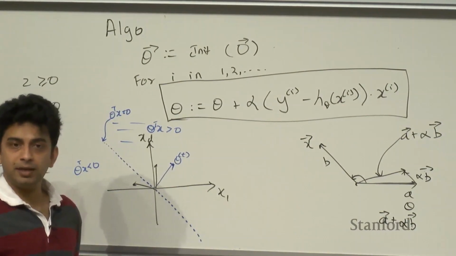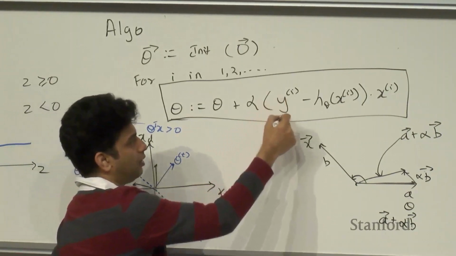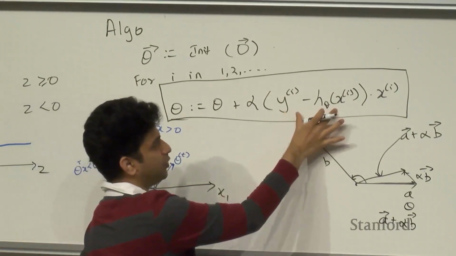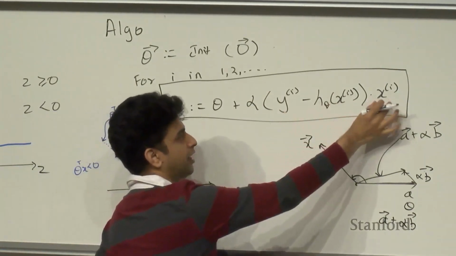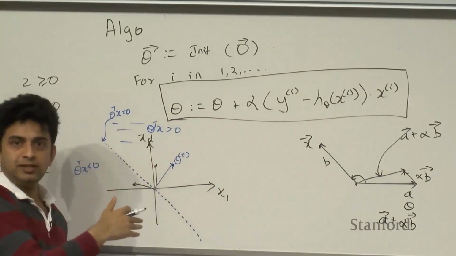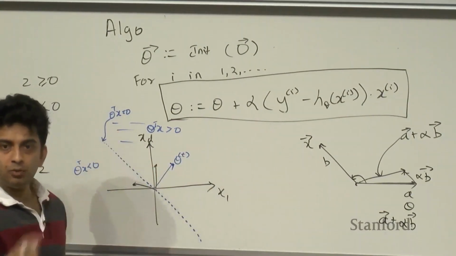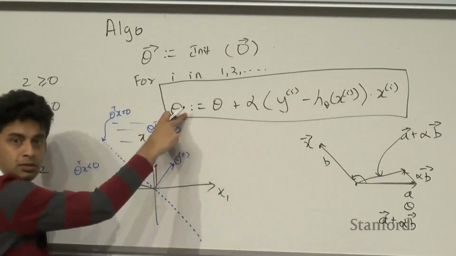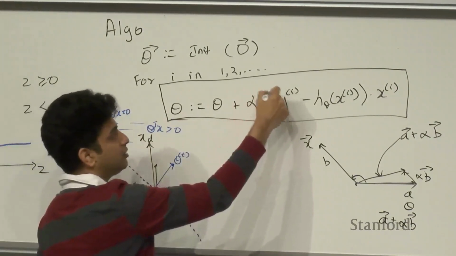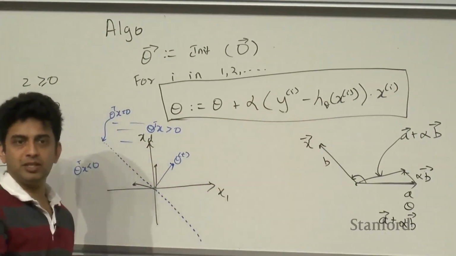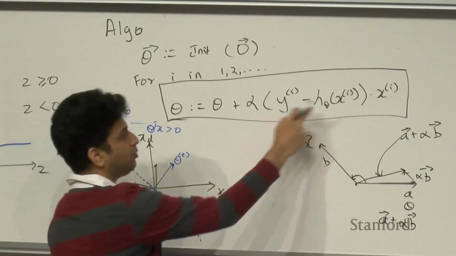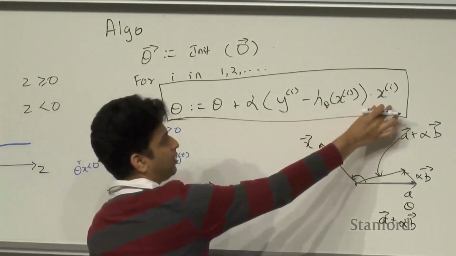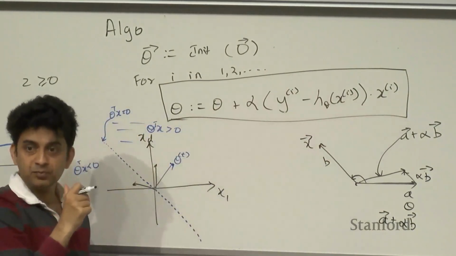However, if you encounter an example whose correct label is 1, but we are outputting 0, then this will be 1 minus 0 equals 1. So add some amount of x to theta. If you encounter an example whose true label is 1, but we are outputting 0, then add some amount of that vector to theta. Similarly, if the correct label is 0 and we are outputting 1, which means we are making a mistake in the other way, then 0 minus 1 is minus 1. So subtract some amount of that vector from the current parameter theta.